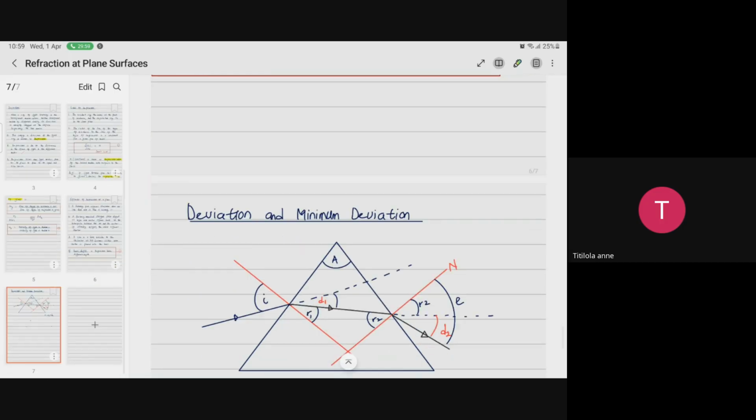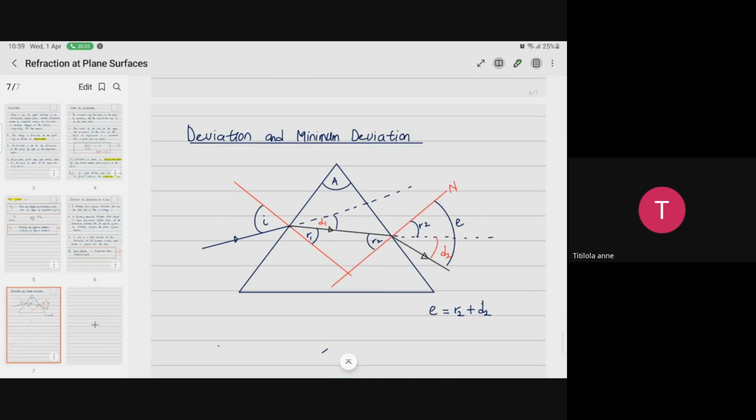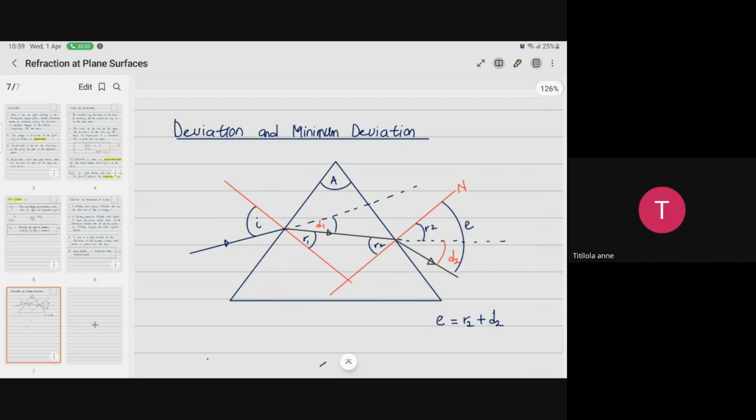And then let's look at the almighty deviation and minimum deviation. Now, the minimum deviation is simply how far the ray bends away from the original path. So how far does it actually bend away from the original path? We know, but this time around, deviation comes into play when you are considering what? Your triangular prism.